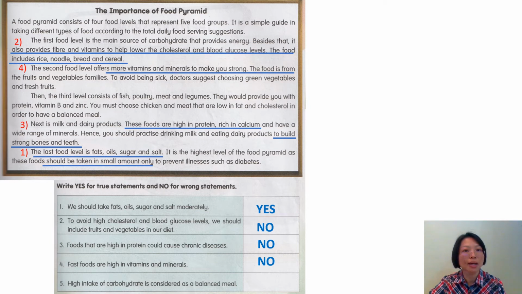Okay, here it says that the second food level offers more vitamins and minerals to make you strong. The food is from the fruits and vegetables families. So here it says that foods that are high in vitamins and minerals actually come from fruits and vegetable families. They do not come from fast food. So the answer for statement number 4 is wrong. So the answer is no. Now let's look at the last statement, number 5.